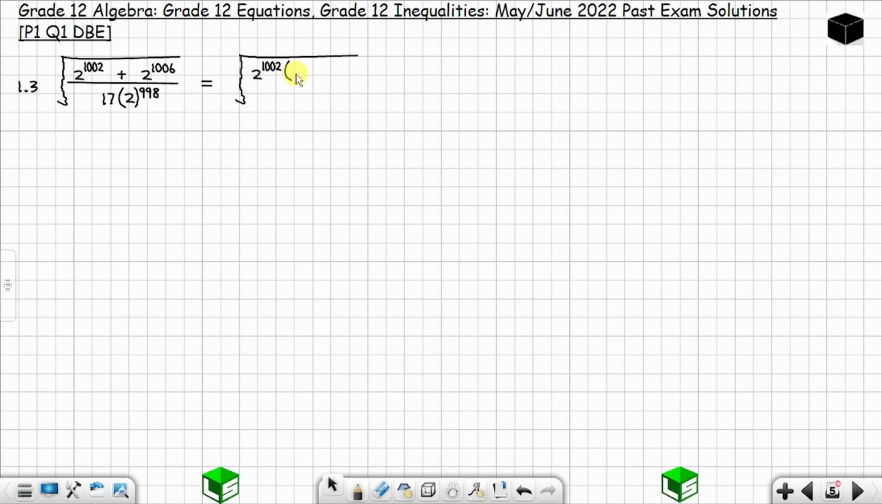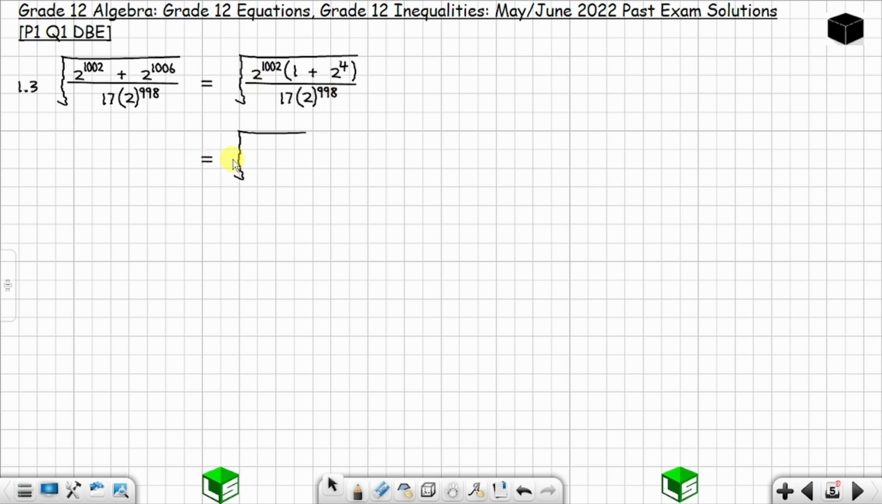You open a bracket. This is times 1, right? To get this, plus 2 to the power of what? 4. When you multiply this, the bases are the same. You are going to add your exponent, and this will be 1002 plus 4. You are going to get this 1006. Okay, so you can factorize it like this. This is over, you have 17 times the 2 to the power of 998, like this. Okay, so you carry on.